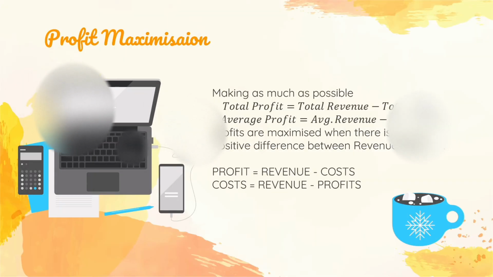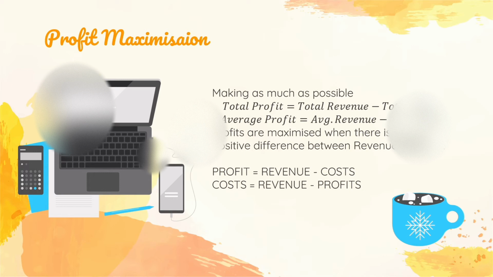Next is profit maximization, of course, and everyone's first motive is to earn profits from a business. That's why they open their company, or they start a business. So making as much as possible. Total profit is equal to total revenue minus total cost. Sorry, average profit is equal to average revenue minus average cost.